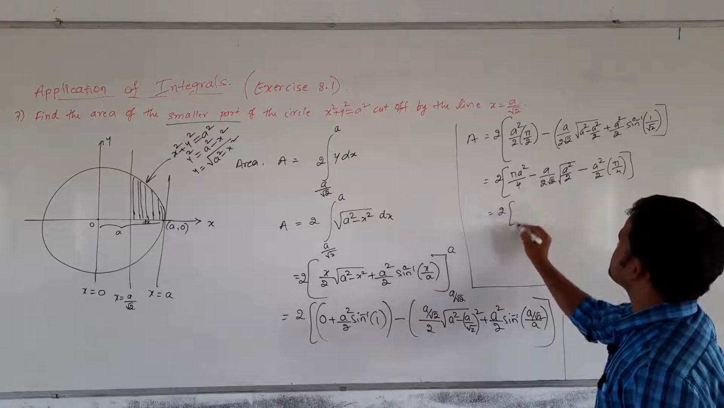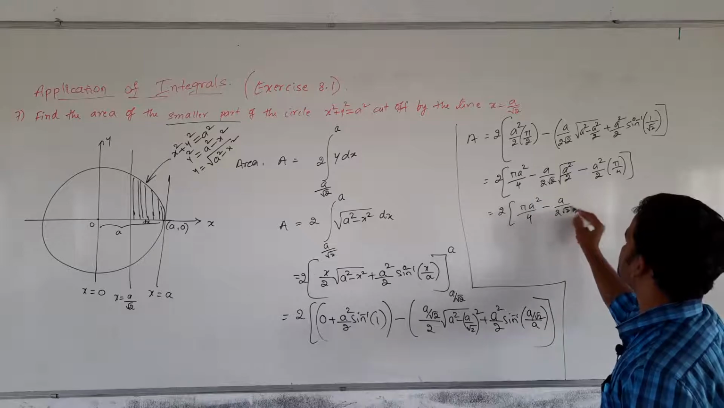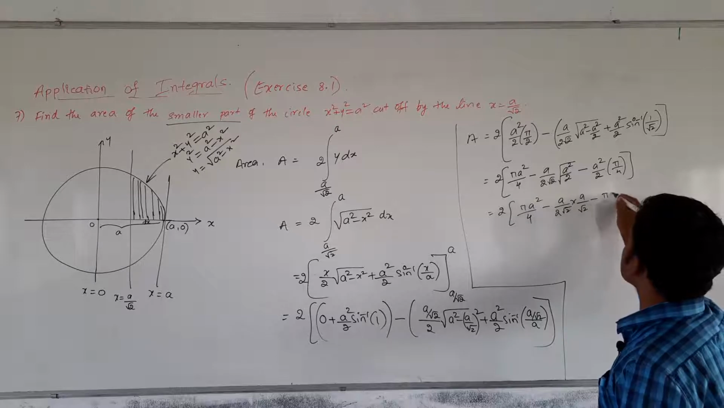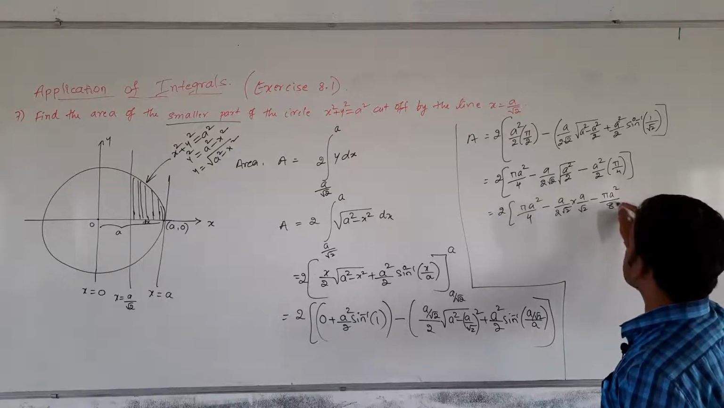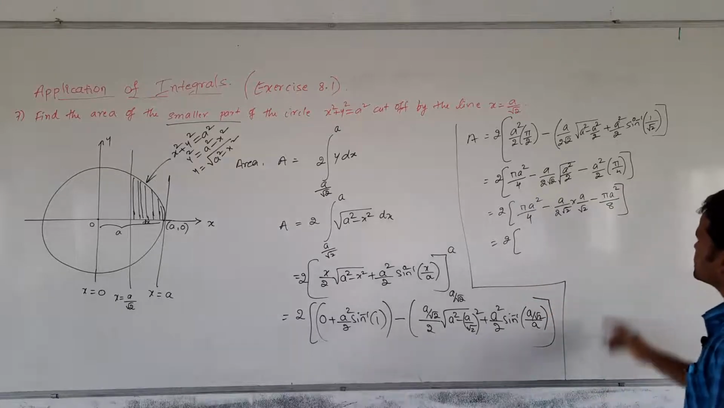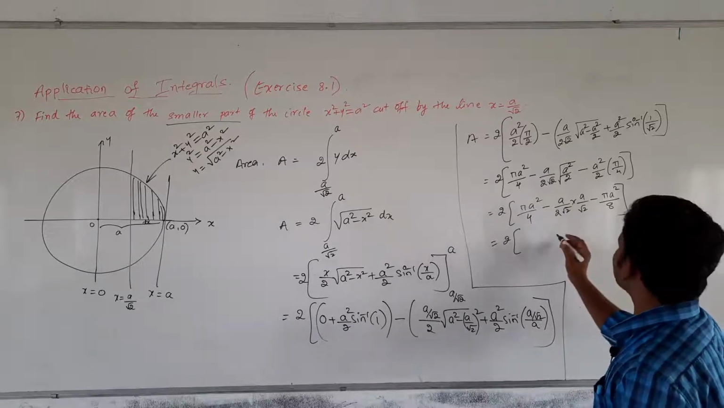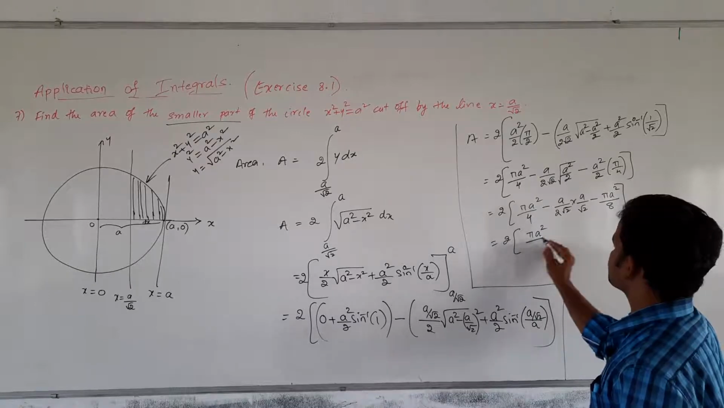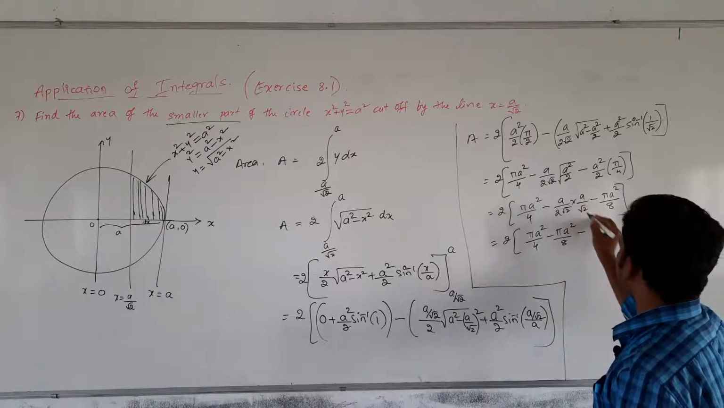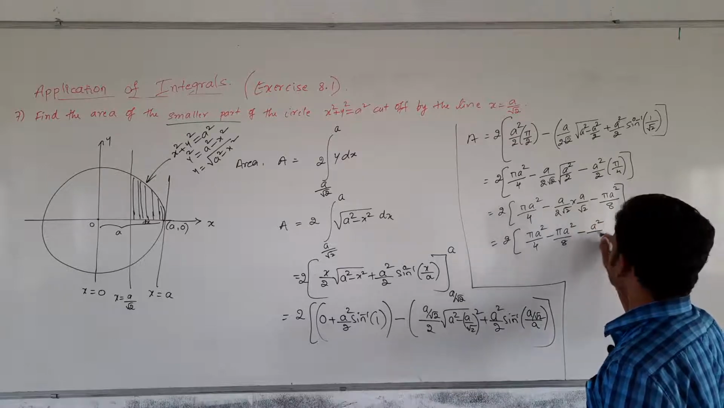Okay. 2 times pi a square by 4 minus a by 2 root 2 into square root of a square by 2, which is a by root 2, minus pi a square by 2 into 4 is 8. So 2 times pi a square by 4 minus pi a square by 8. From these two terms, take the common; otherwise let me write one more step. Pi a square by 4 minus pi a square by 8, and this term is minus a into a square by 2 into root 2 into root 2. Root 2 into root 2 is 2, 2 into 2 is 4.